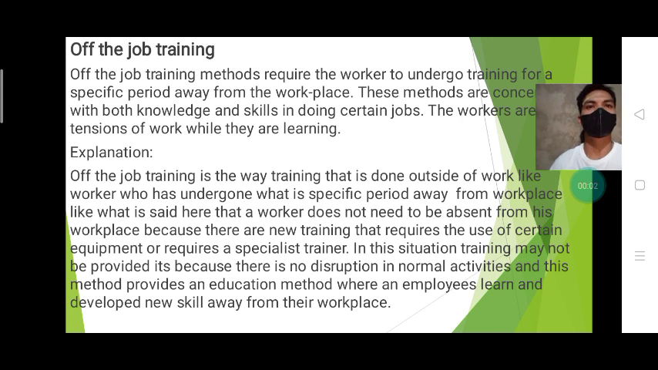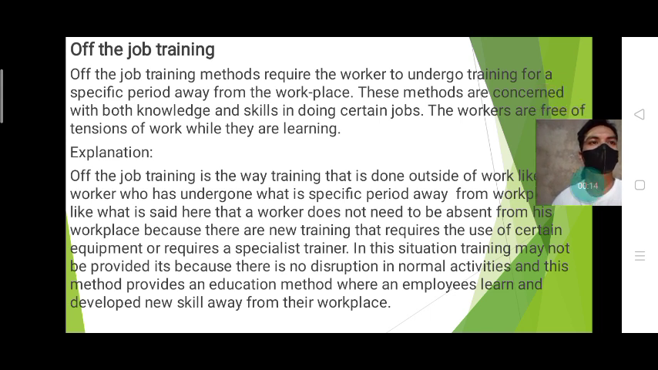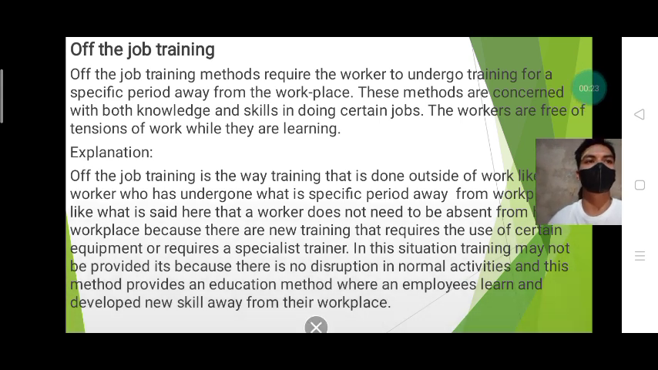This time, I will continue to discuss my topic about off-the-job training. Off-the-job training methods require the worker to undergo training for a specific period away from the workplace. These methods are concerned with both knowledge and skills in doing a certain job. The workers are free of the tension of work while they are learning.